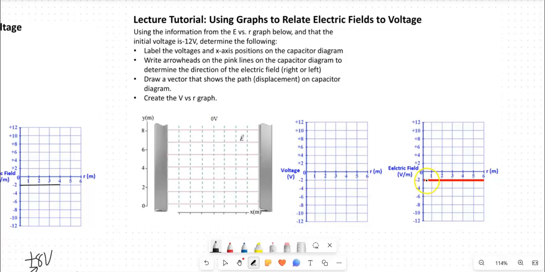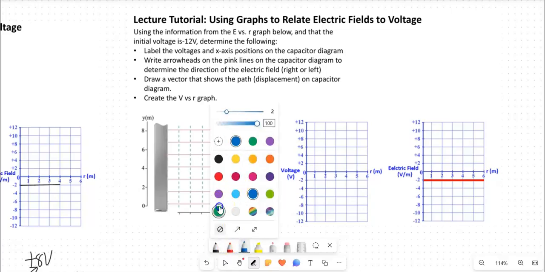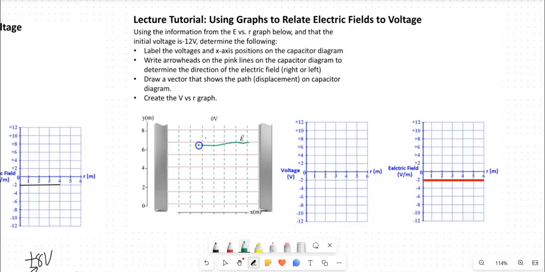Now, in this case, we're given the electric field is pointed to the left across 6 meters. So let's go ahead and write that electric field pointing to the left across that 6 meters. It's pointing to the left everywhere. So I'm not going to put it everywhere here, but you get it. So the electric field has to be pointing to the left. That's pretty easy to answer right here.